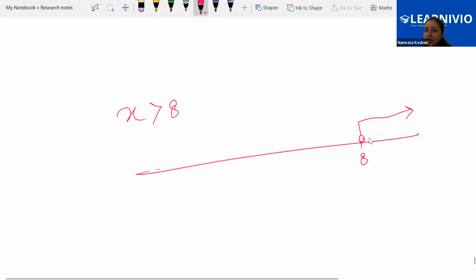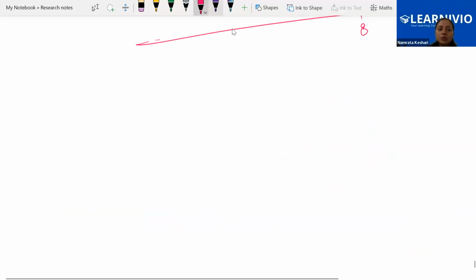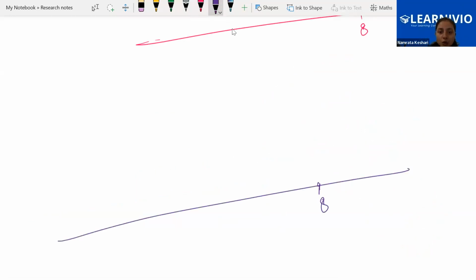When x is bigger than 8, hollow circle. When x is bigger than or equal to 8, that means a solid circle and a line like this. Or directly on the line, you can just make the line bold. From 8, a solid circle, and then you can make a bold line and an arrow. So like this you can represent it, or like the first one.